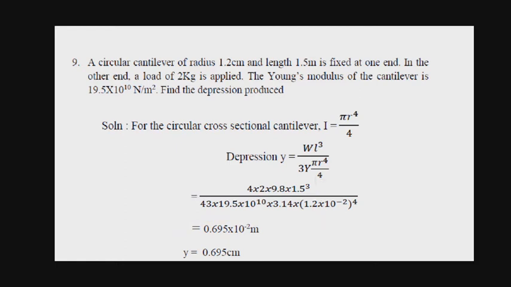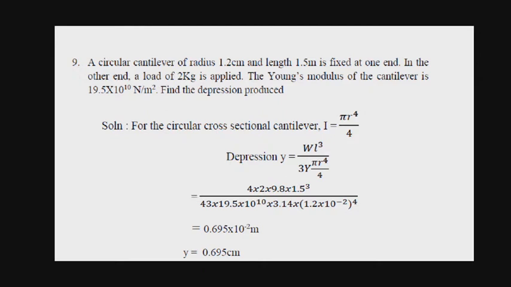Next, ninth one. A circular cantilever of radius 1.2 centimeter and length 1.5 meter is fixed at one end. At the other end, a load of 2 kg is applied. The Young's modulus of the cantilever is 19.5 into 10 to the power 10 Newton per meter square. Find the depression produced.